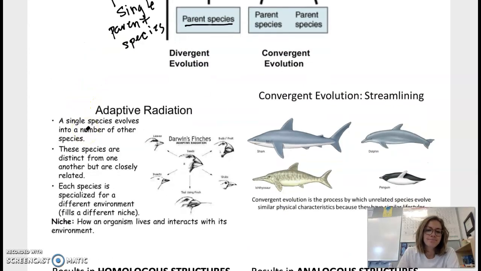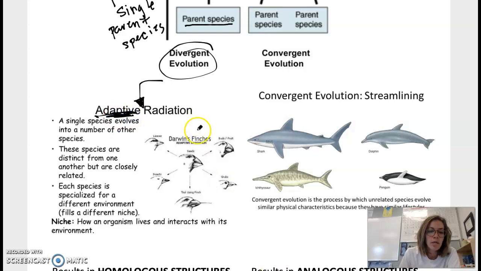We also call divergent evolution, you can hear it also as adaptive radiation. And so adaptive radiation makes sense because it's a species that's adapting to its environment and then making those changes outward. And so an example of this is a lab we're going to do, which is Darwin's finches, that they started off as a common ancestor, and we have evidence to support that.